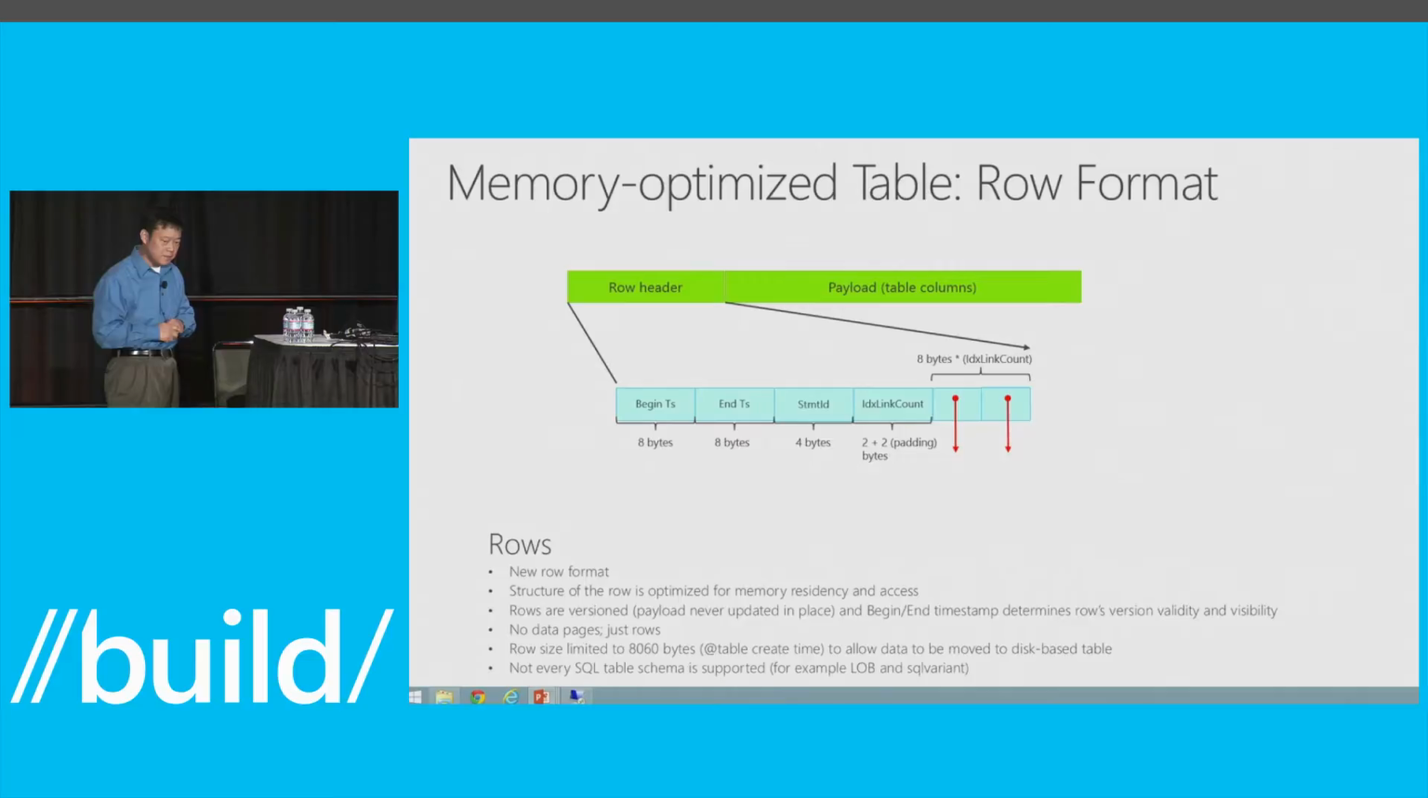And so the beginning timestamp, end timestamp, all those things are for multi-version control. In other words, we never update the row in place. It's always versioned.